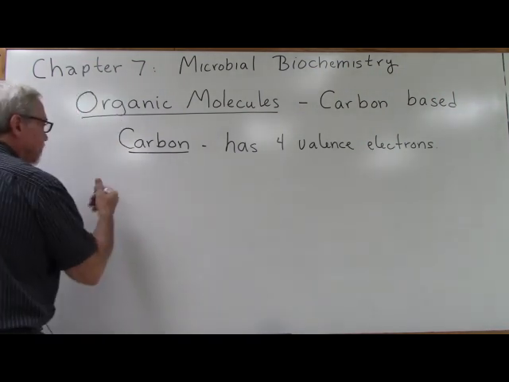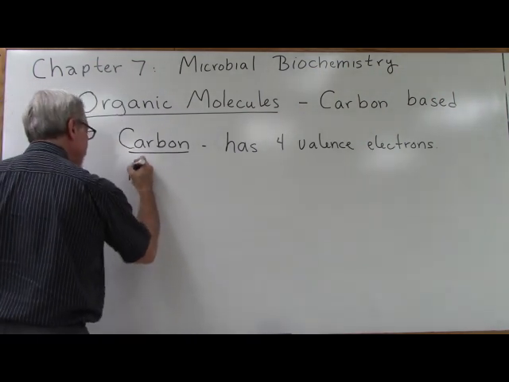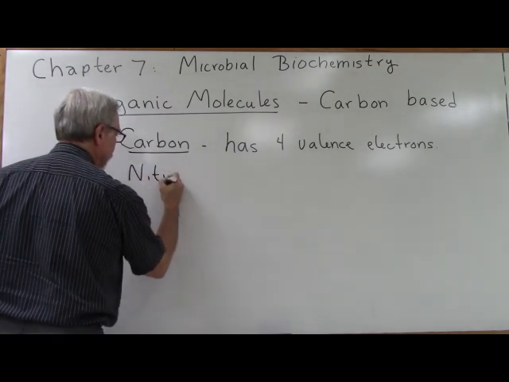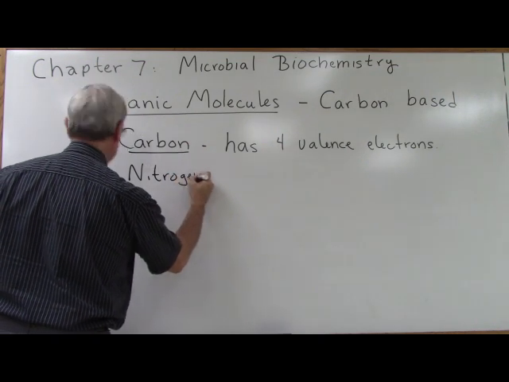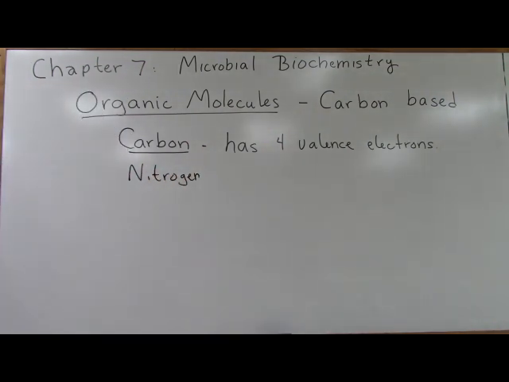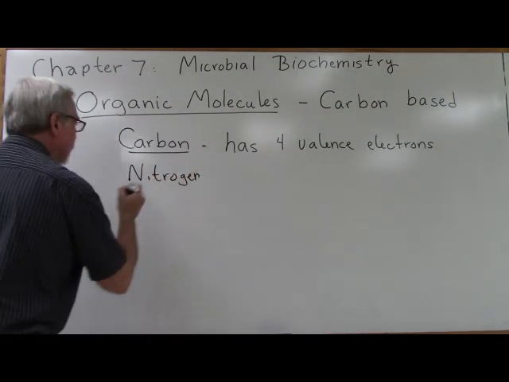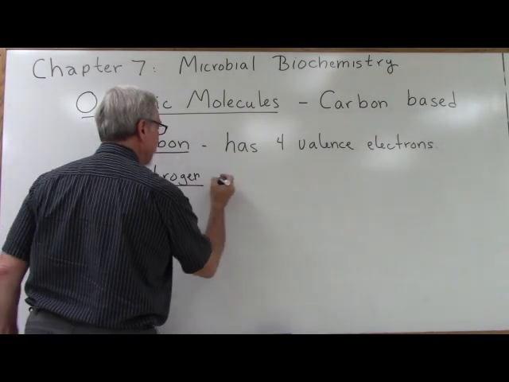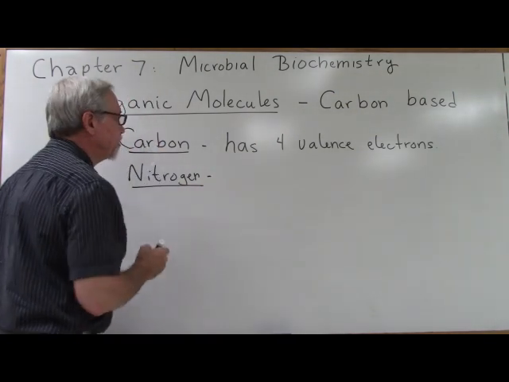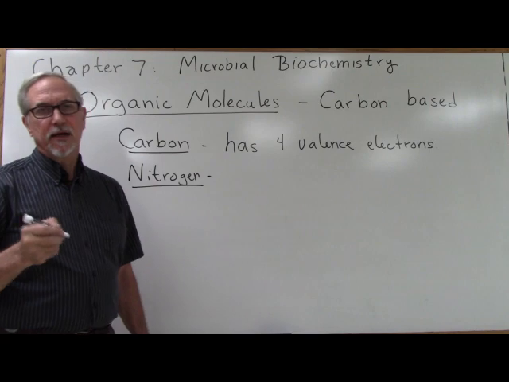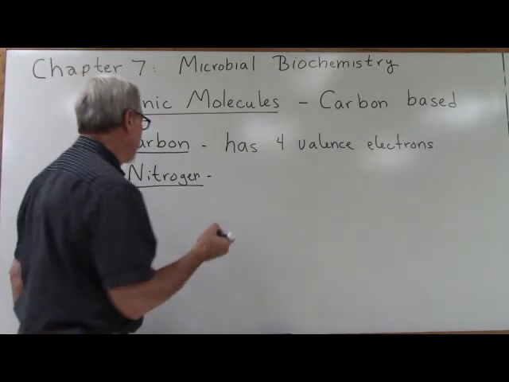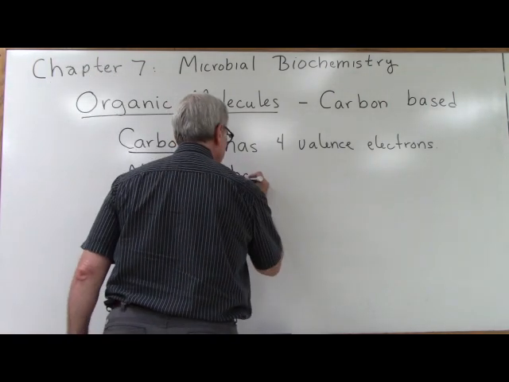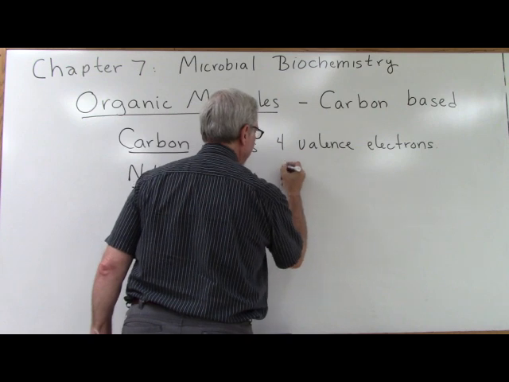Nitrogen is just a little bit to the right of carbon on the periodic table of elements. And as you move right, you gain protons and you gain electrons. So nitrogen has 5 valence electrons.